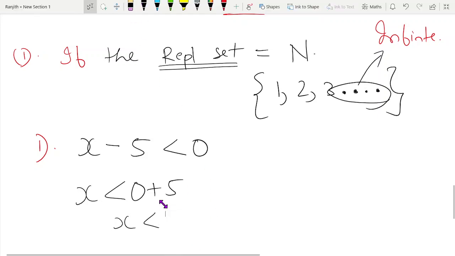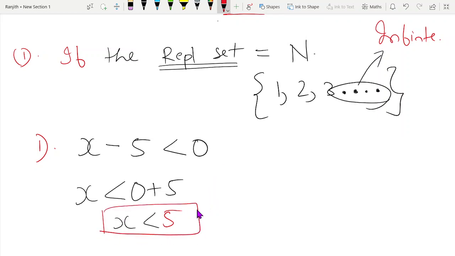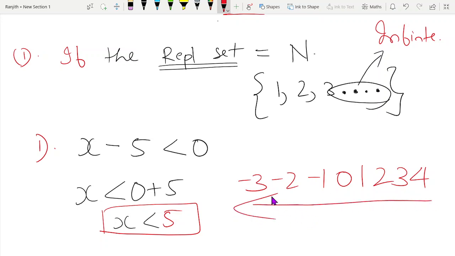What is 0 plus 5? So 5. x plus 5, x is less than 5. If I take x is less than 5, what are the numbers which are less than 5? 4, 3, 2, 1, 0, minus 1, minus 2, minus 3. Everything is less than 5, right? Is this correct? No, sir.